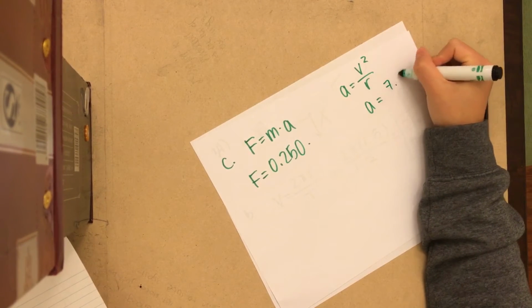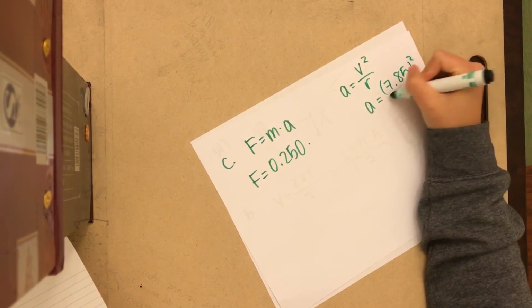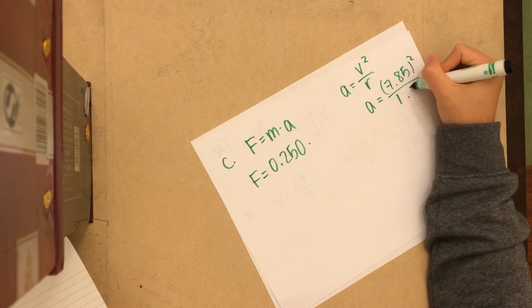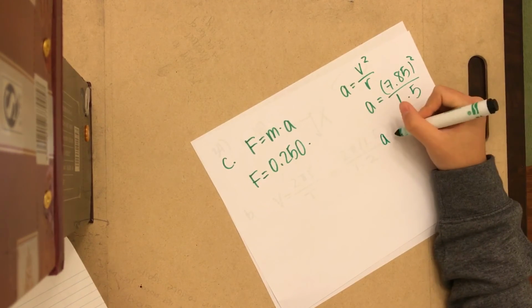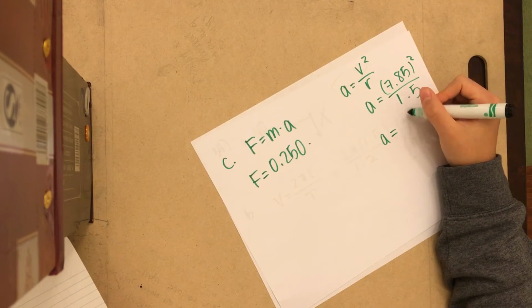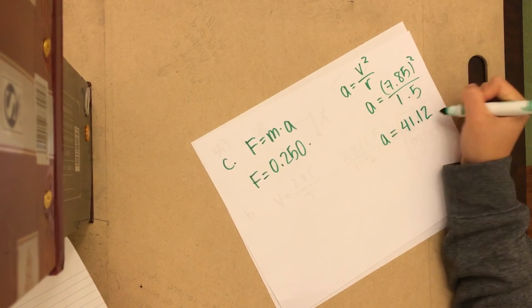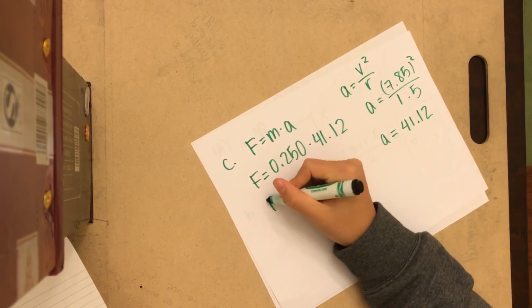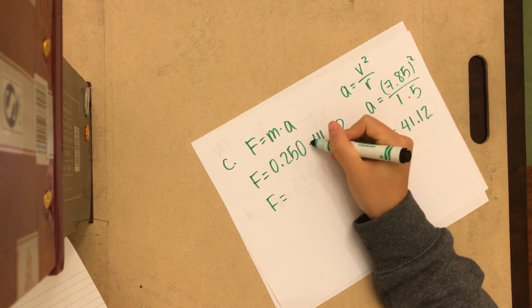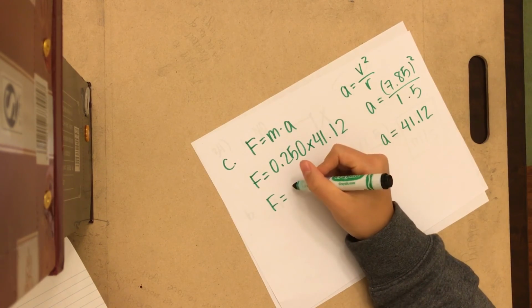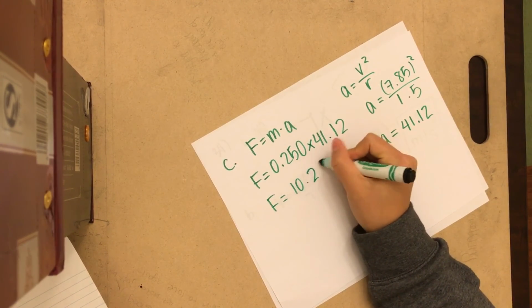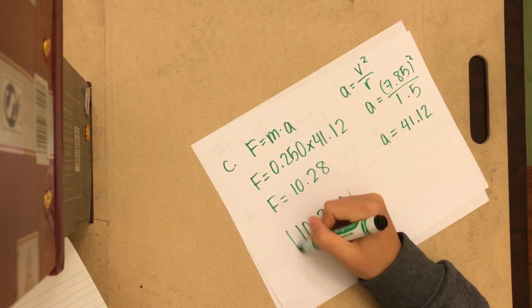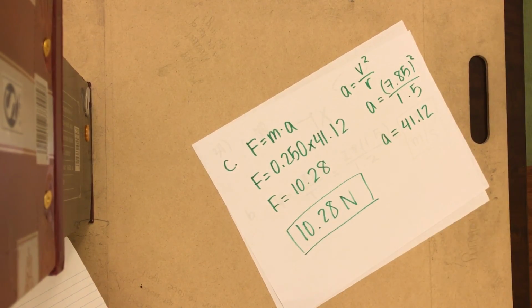So it's approximately 7.85 squared divided by the radius, which is 1.5. And solving this, we get that the acceleration is about 41.12. And multiplying that by the mass, we get the force is about 10.28. So the answer would be 10.28 newtons. Okay, thank you.